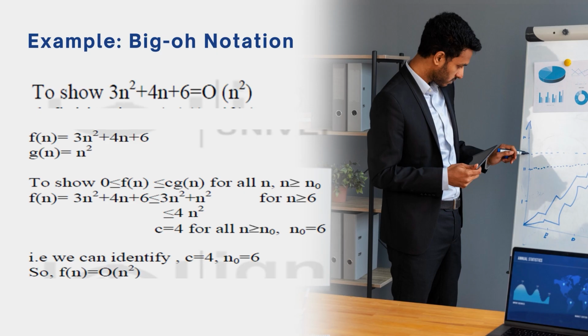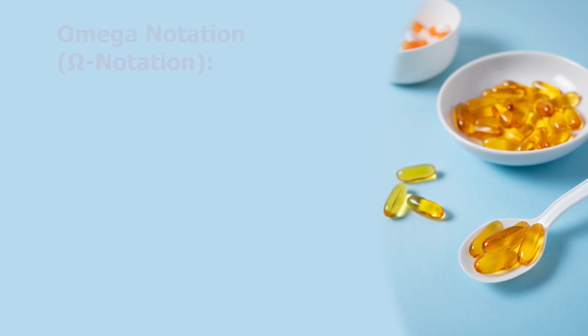So in this case, this Fn, 3n square plus 4n plus 6, equals BigO of n square. This value C and n naught is not a unique value, it may be other values also depending upon your C and n naught. C and n naught have different pairs also for holding this inequality. So one of the pairs is C equal to 4 and n naught equal to 6. Next is omega notation.